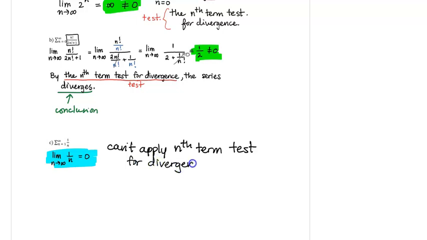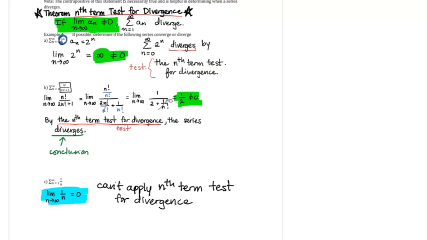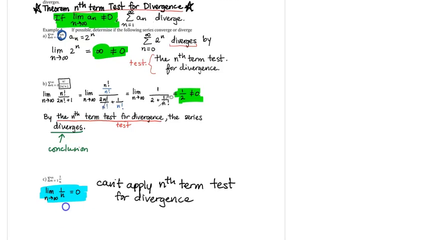So at this point, I don't know what the series does. I don't know if the series converges. I don't know if the series diverges. I don't know anything more than when we started. All I know is that I cannot use that test to make a conclusion because the hypothesis of that test is not satisfied. That limit is equal to 0, so I don't know what it is.